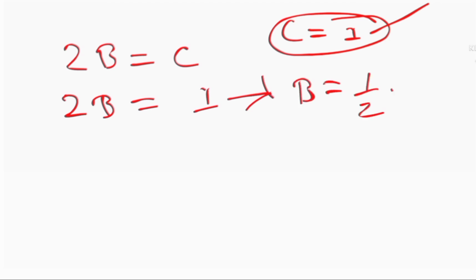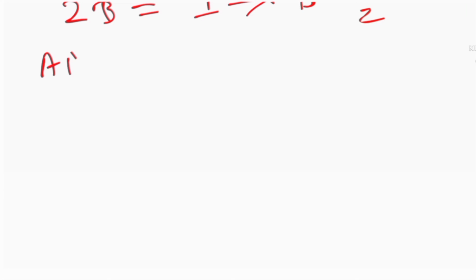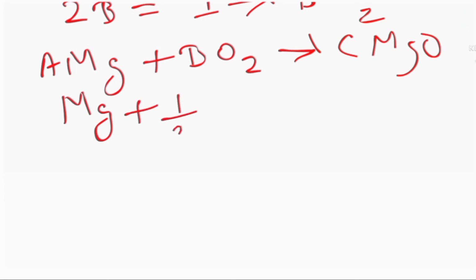Now write the equation here as it is: A Mg plus B O2 we get C MgO. So write the values of A, B, C. We get A equal to 1, so we write Mg into 1, equal to 1, plus B we get 1 by 2, means half O2, and we get C also equal to 1, so we will write nothing here, as 1 into MgO we get MgO.